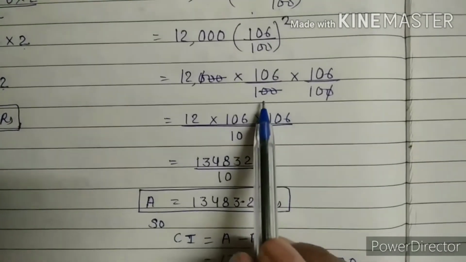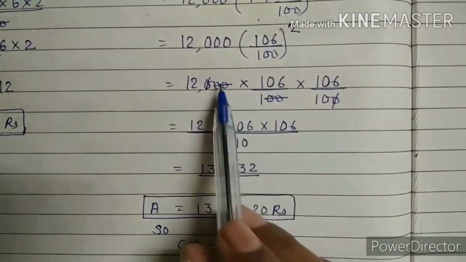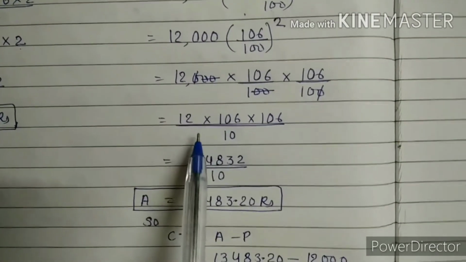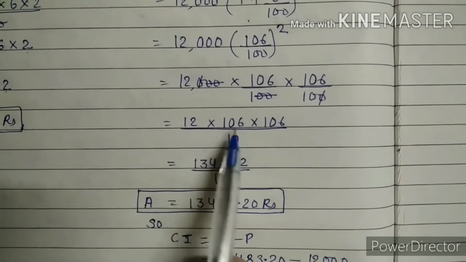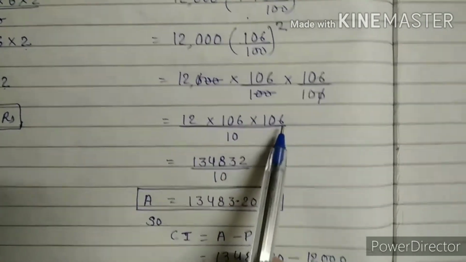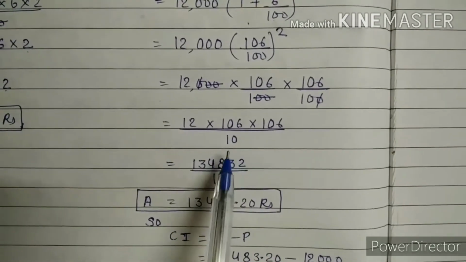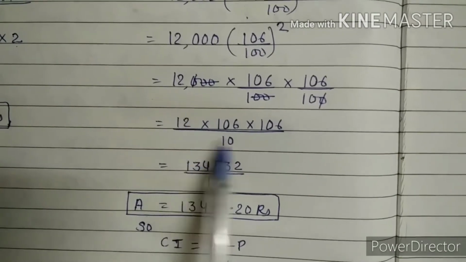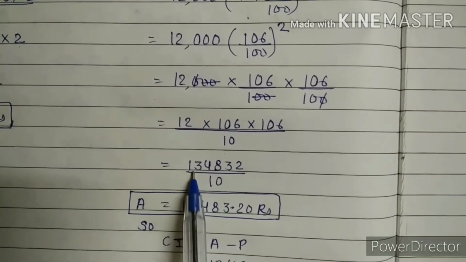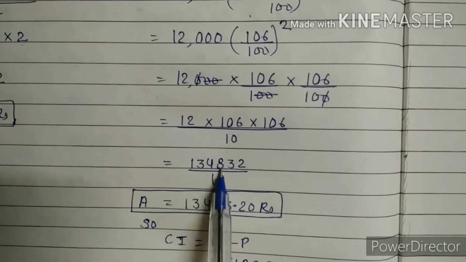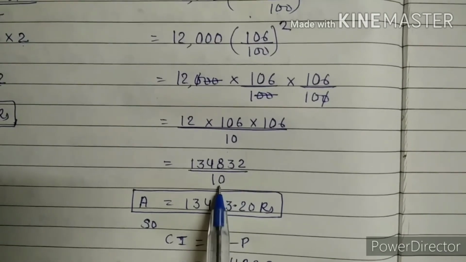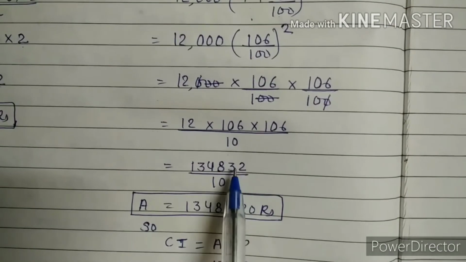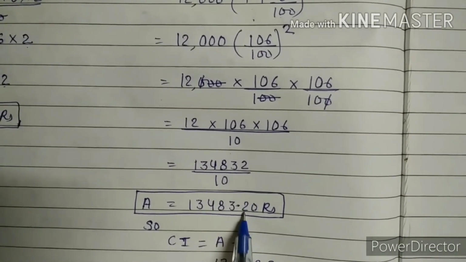So directly we can easily cut 00 to 00, 10 to 10. On the above side we have 12 into 106 into 106. Whole will divide by 10. After multiplying the above term, the numerator term, we will get 1,34,832 divided by 10. So directly we can put 10 is there. After leaving one digit, we can put the decimal here.